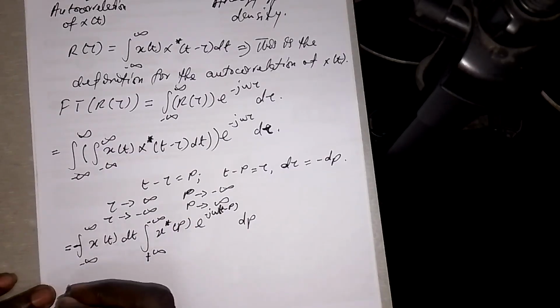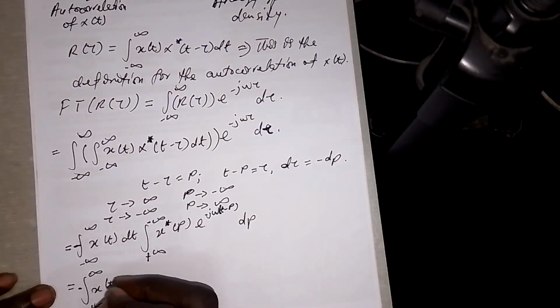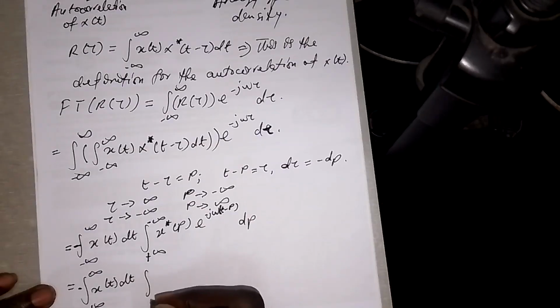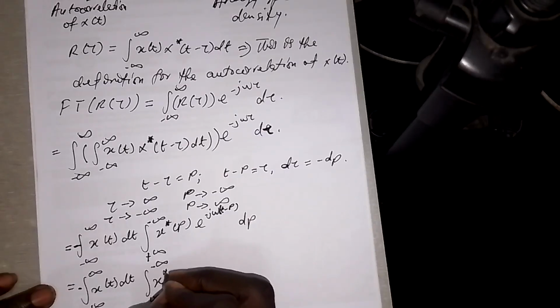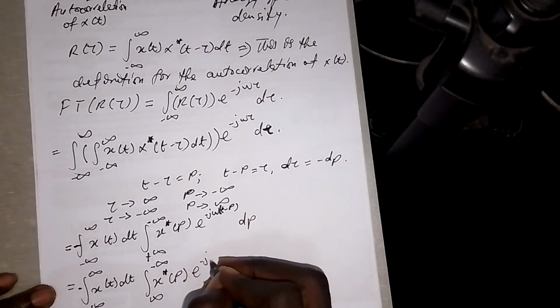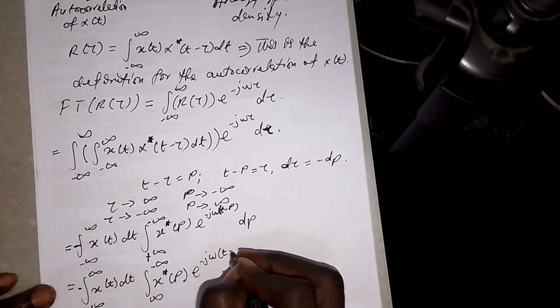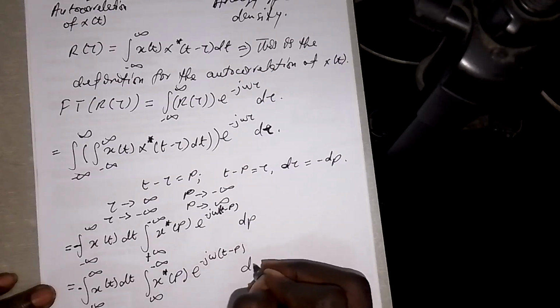So let me rewrite it again for you to see. This is how it will be. Negative here, x of t into dt. And here, positive infinity to minus infinity, the complex conjugate of p, e to the minus j omega, t minus p, dp.